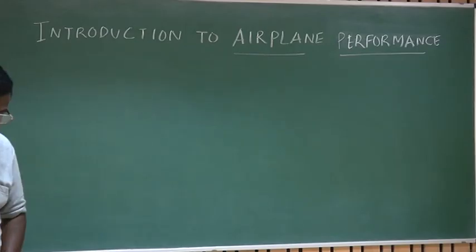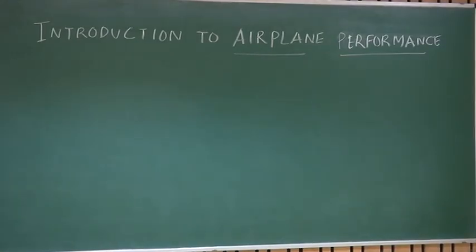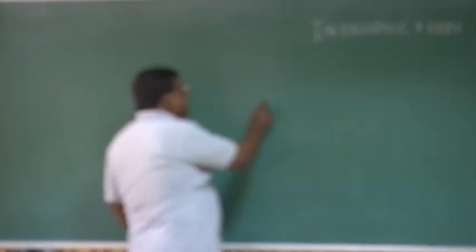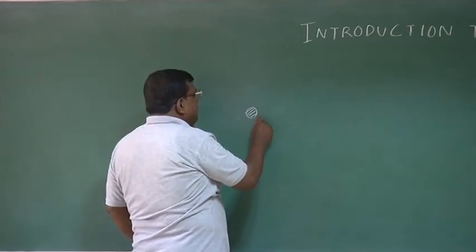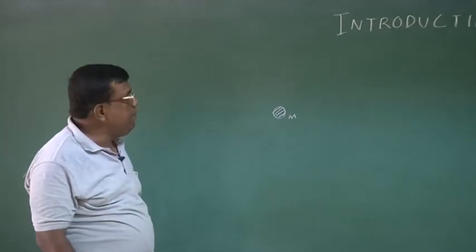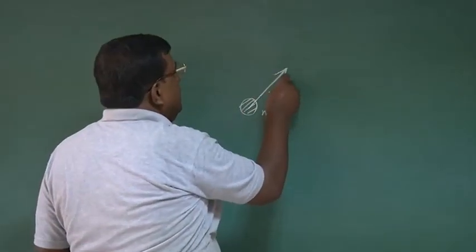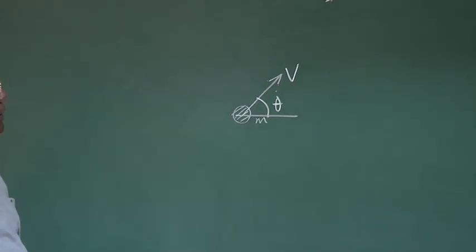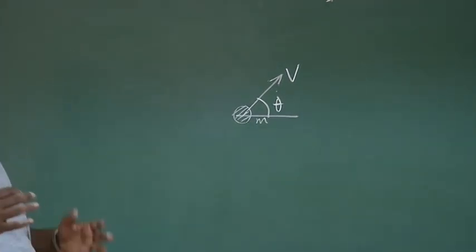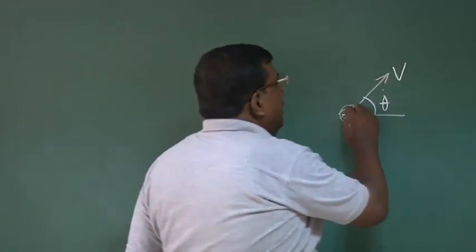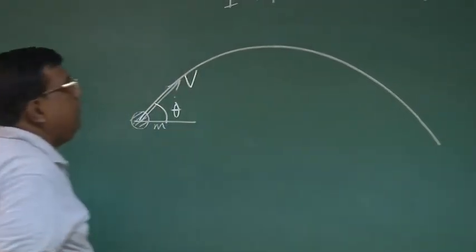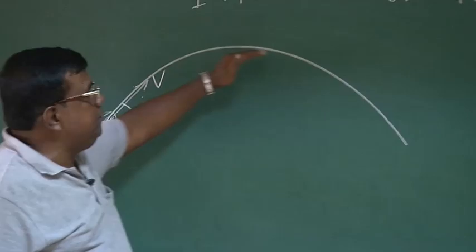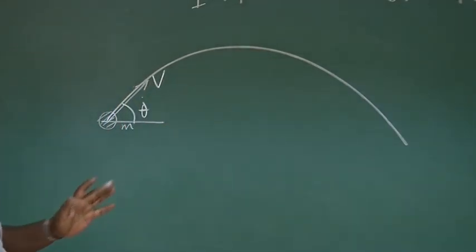Let us go back to the fundamentals, whatever we learned in class 11th or 12th. If there is a body of mass m, and I eject it with a velocity v at an angle theta, this is typically an example of a projectile in motion. You can draw this path, and we say the mass will follow this path. This is typically projectile motion.